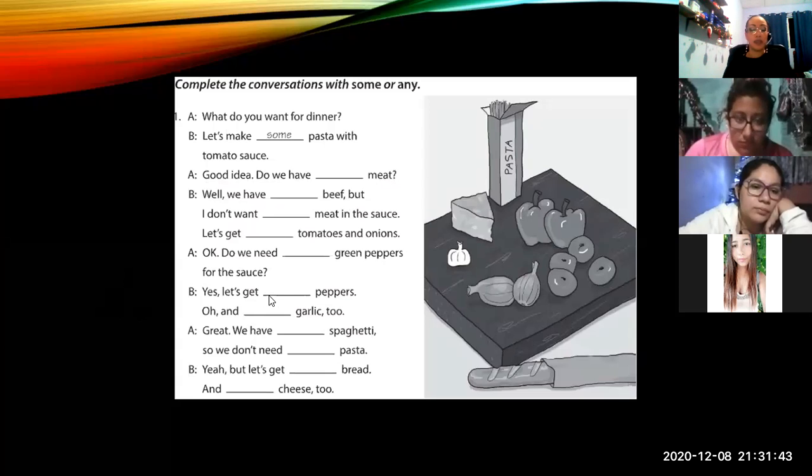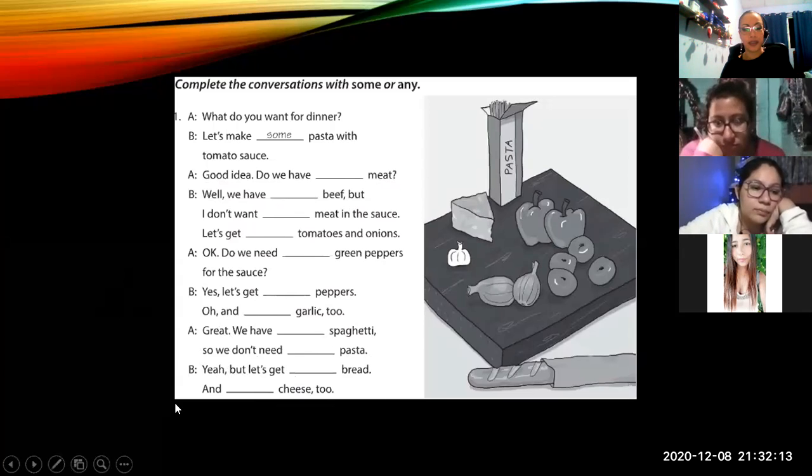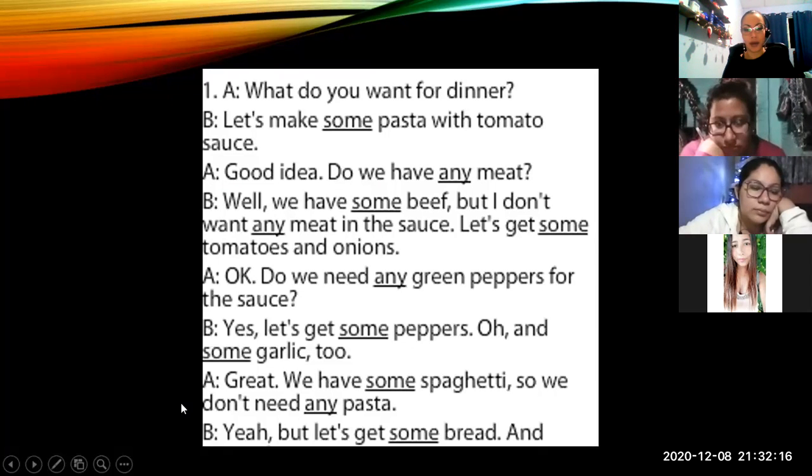Oh, and some garlic too. Great. We have some spaghetti. So we don't need any pasta. Yeah, but let's get some bread and some cheese too. Okay, vamos a agregarle ahí el some cheese too. Salió cortado. Okay, let's practice pronunciation.